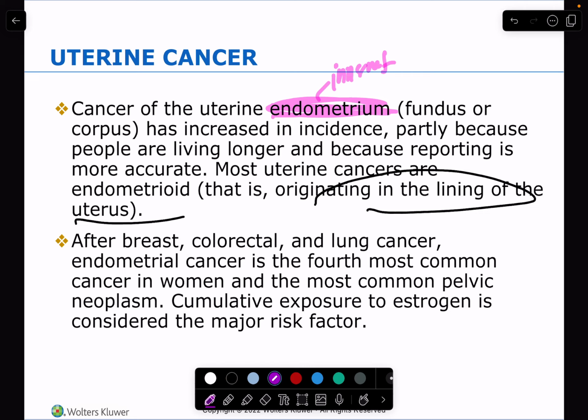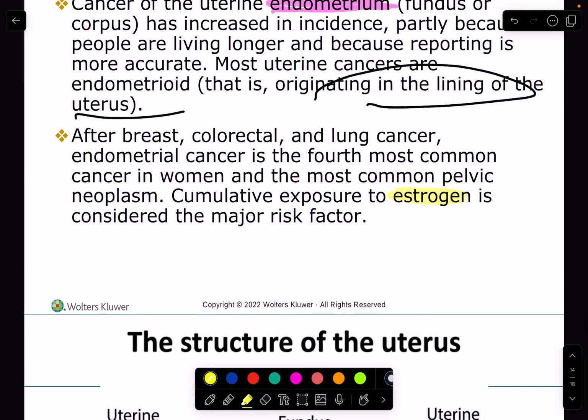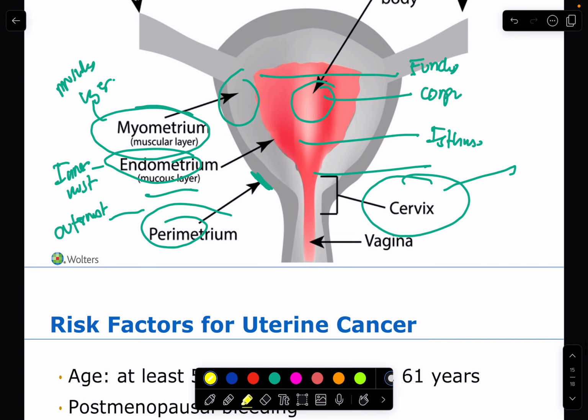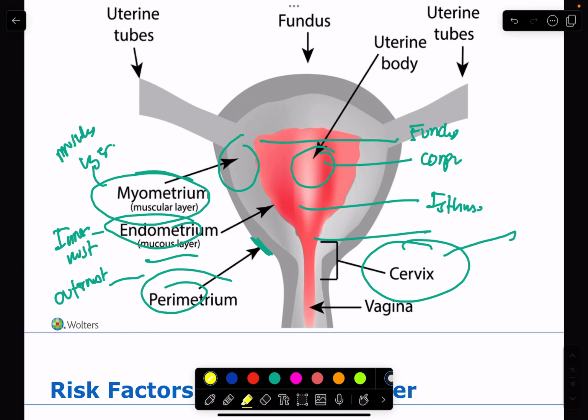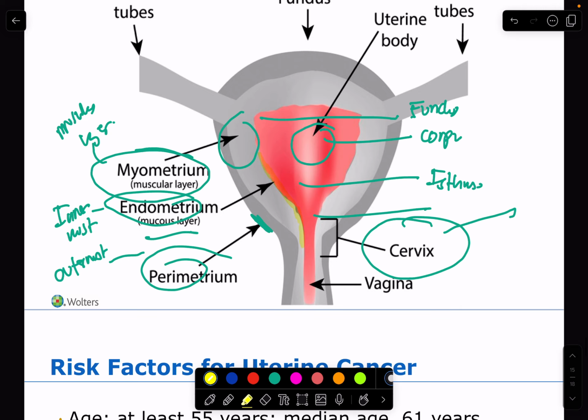Take note again, no? Very bida ang estrogen sa cancer in reproductive or gynecologic cancers, no? Major risk factor lagi si estrogen. So, these are the structures of the uterus. Perimetrium is the outermost. Endometrium is the innermost. So, ibig sabihin, endometrial cancer is the most common type of uterine cancer. Okay, and myometrium is the muscular layer.